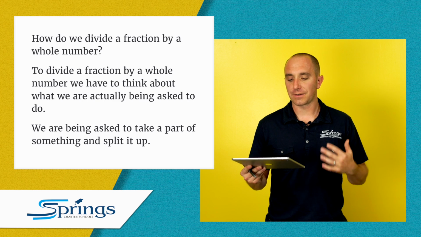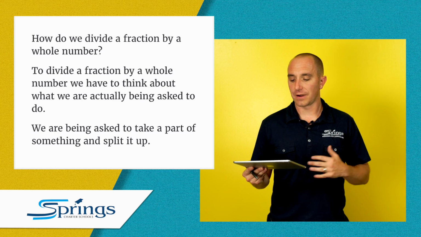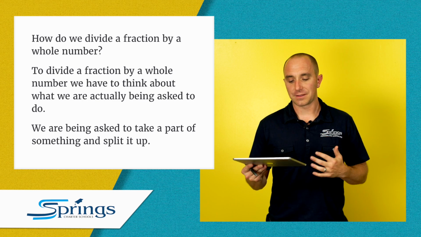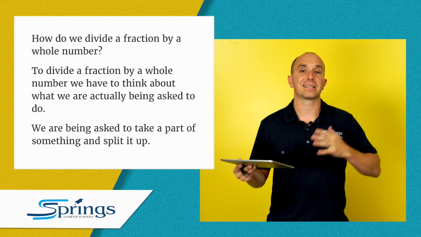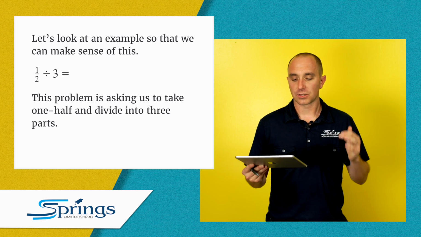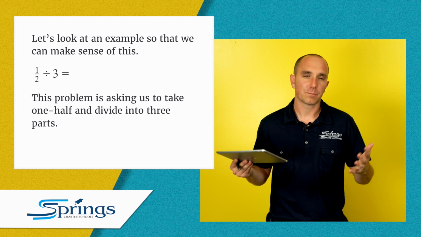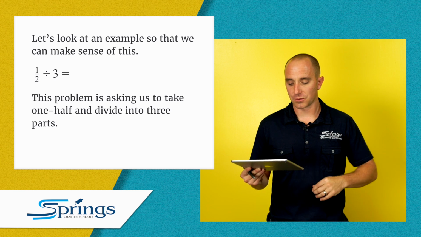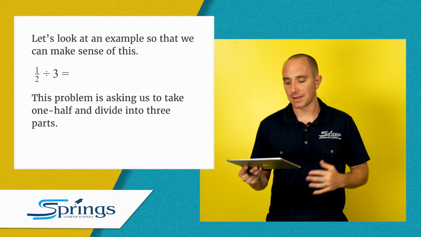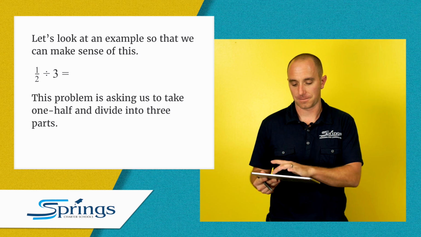So how do we divide a fraction by a whole number? To divide a fraction by a whole number, we have to think about what we're actually being asked to do. We're being asked to take a part of something and split it up. So let's look at an example so that we can make sense of this. We have 1/2 divided by 3. So this problem is asking us to take 1/2 and divide it into 3 parts.